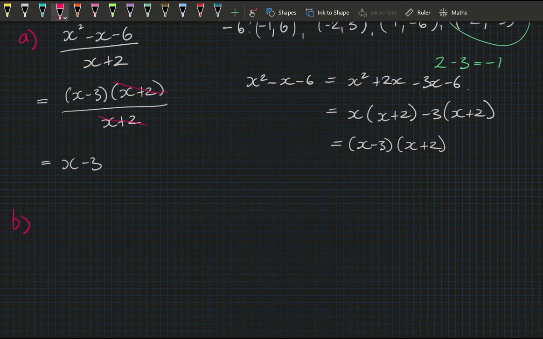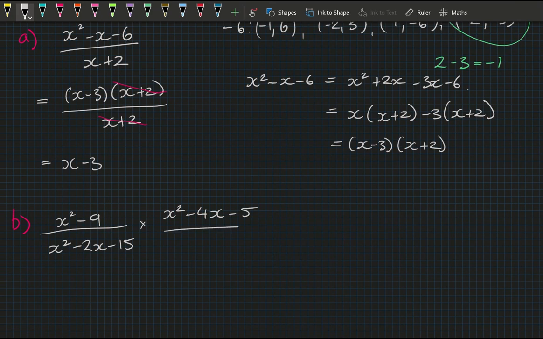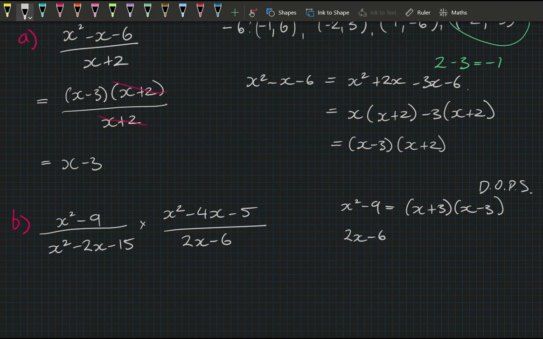Alright, let's move on to part B, which is a real doozy. X squared minus 9 divided by x squared minus 2x minus 15 multiplied by the fraction of x squared minus 4x minus 5 divided by 2x minus 6. So I'm not going to go through each one of these, but I do know that x squared minus 9 is x plus 3 times x minus 3 using difference of perfect squares. 2x minus 6 has a common factor of 2.